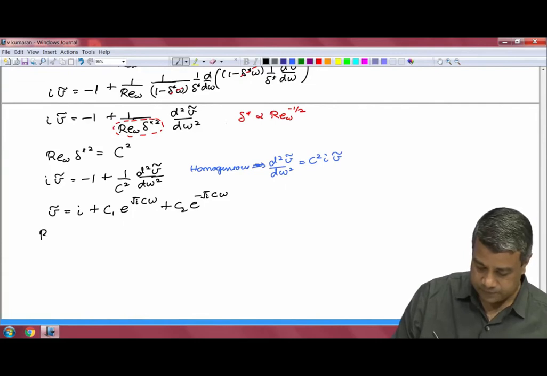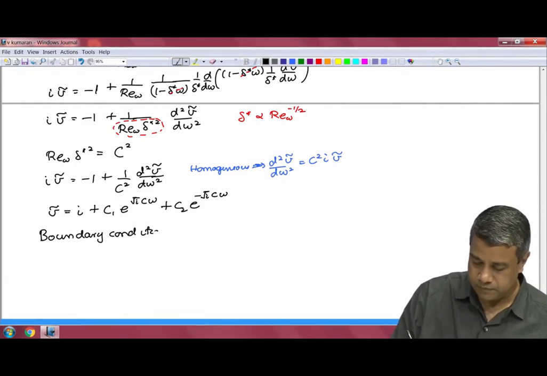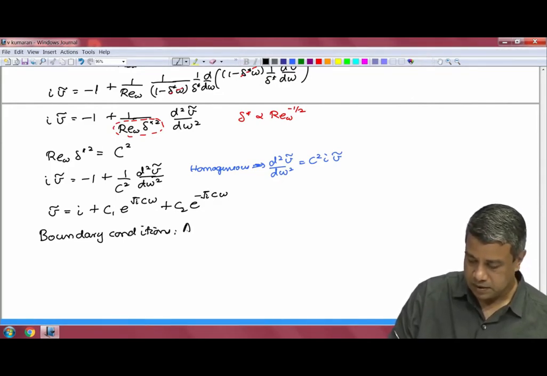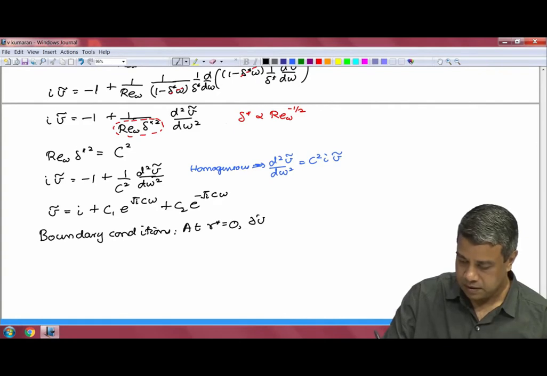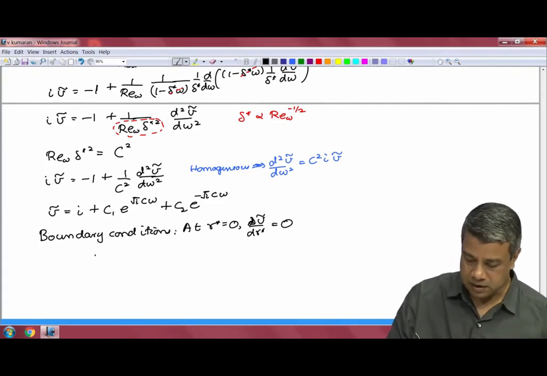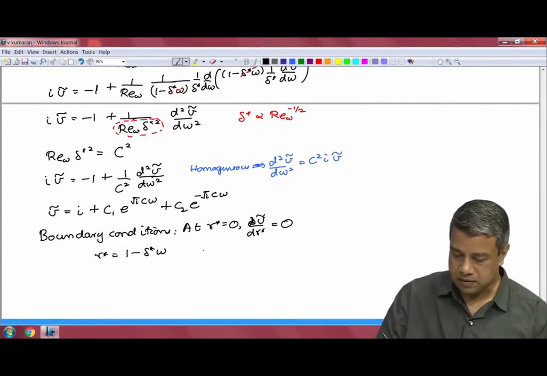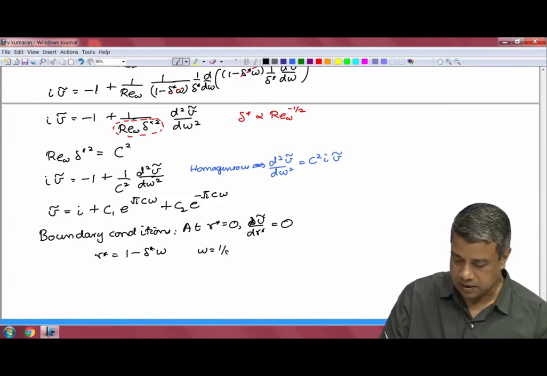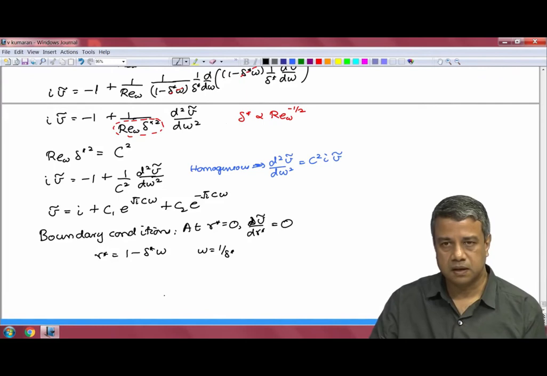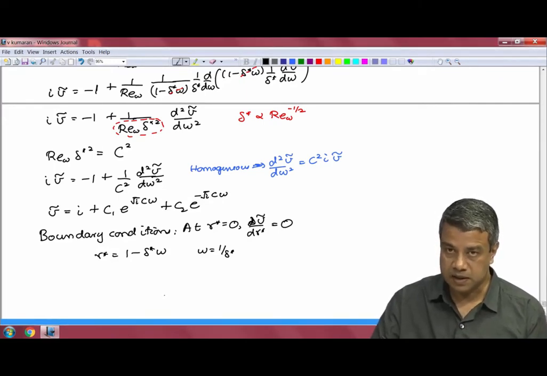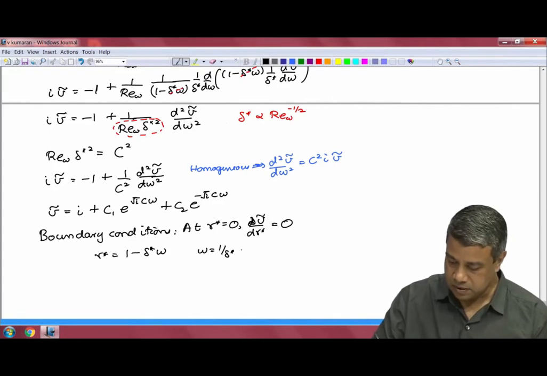Boundary conditions. At R star is equal to 0, partial V or dV by dr star is equal to 0. Note that R star is equal to 1 minus delta star W. So, R star equal to 0 implies that W is equal to 1 by delta star. Delta star is a small number, Re omega power minus half, I had told you. That means that W goes to infinity.